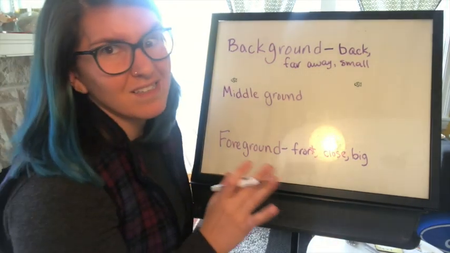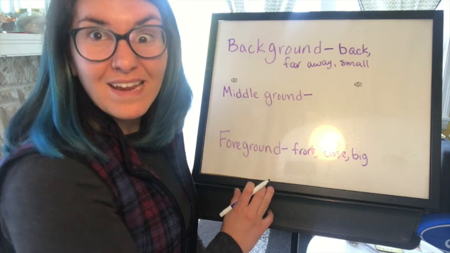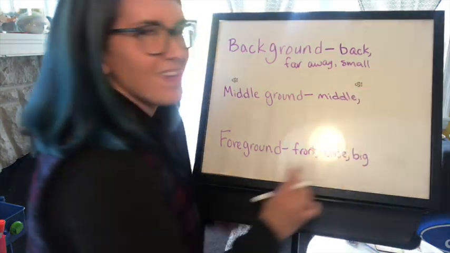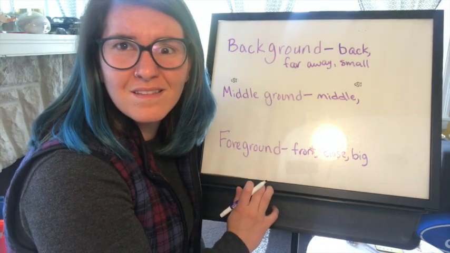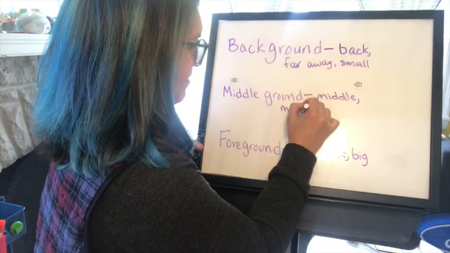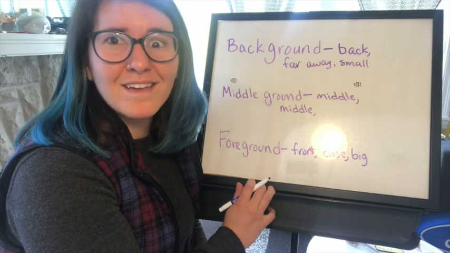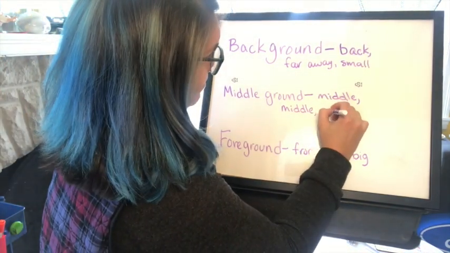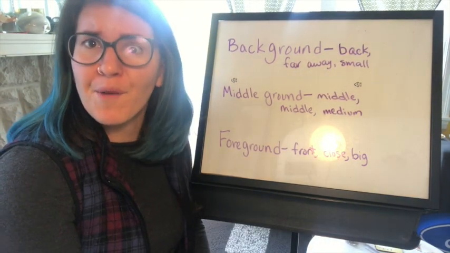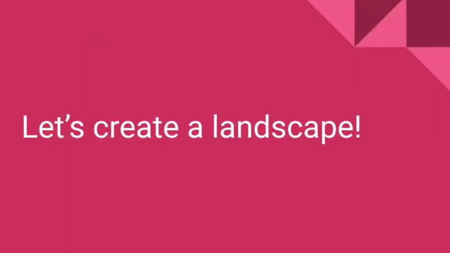Okay, our middle ground gets a little trickier. Back, front, neither, it's in the middle. That's right, can't trick you. Is it close or far away? Yeah, it's in the middle. And is it big or small? Well, it's kind of medium. All right, I think we know everything we need to know about the parts of a landscape. Let's get to creating. Let's create a landscape.